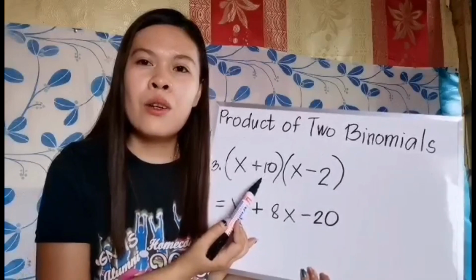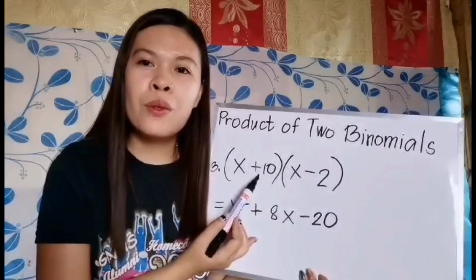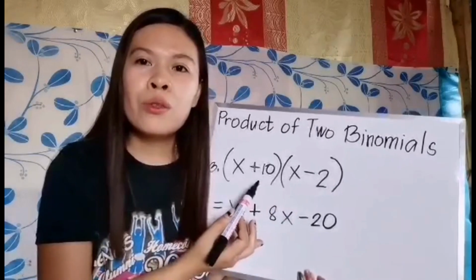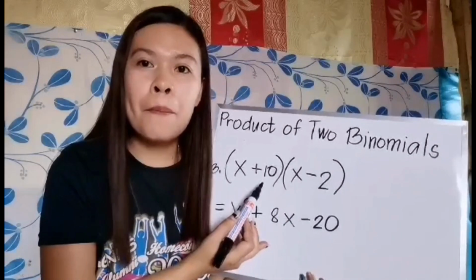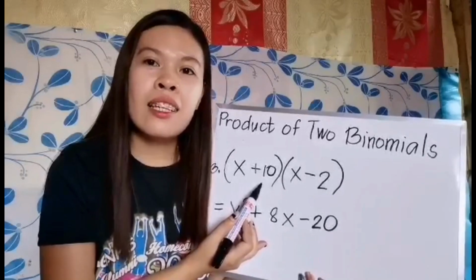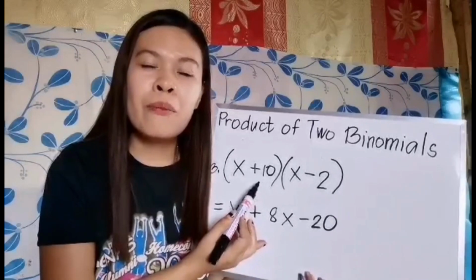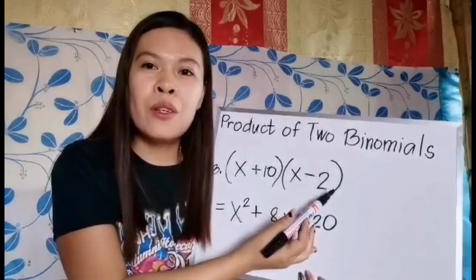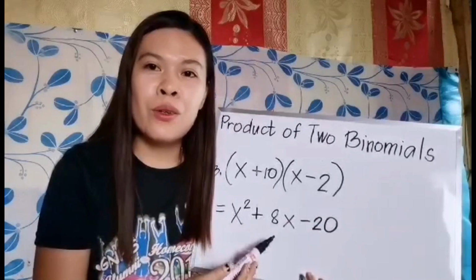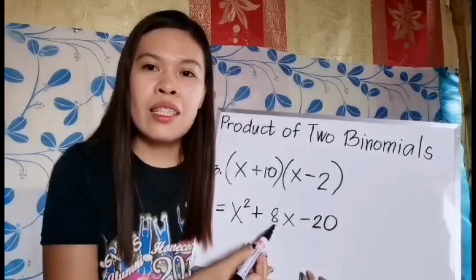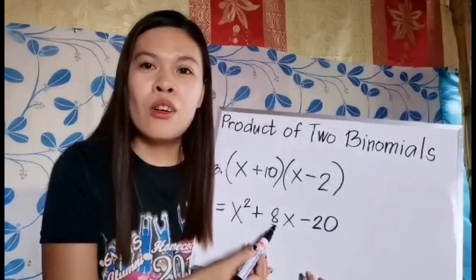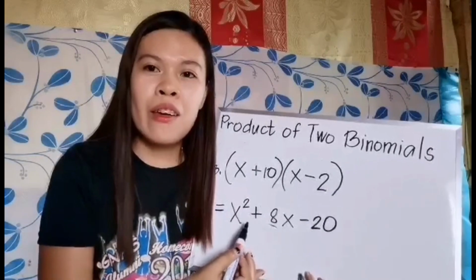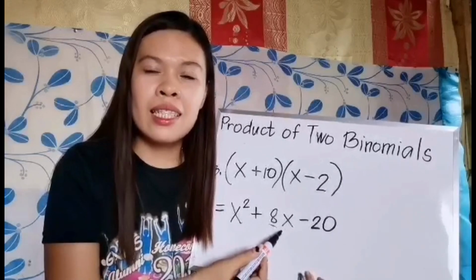Next step, we're going to consider our second terms. We have positive 10 and negative 2. So what we're going to do is get the sum, or add, the second terms. So we'll have positive 10 plus negative 2. Apply our learnings, so that is equal to positive 8. The common variable is x, so we attach x here. That is why we have positive 8x.